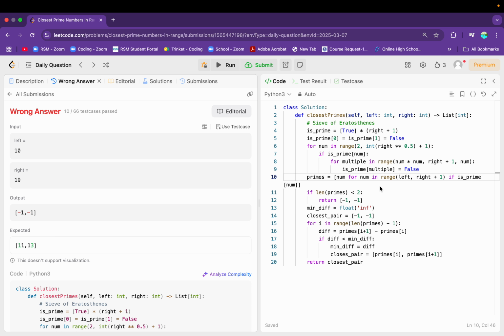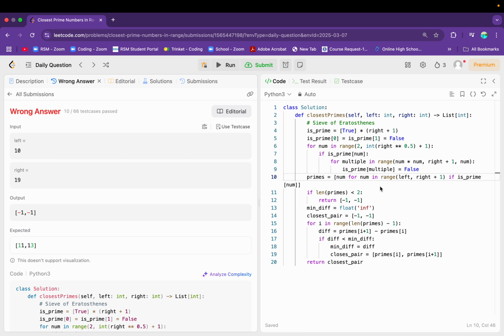If diff is less than minimum diff, we'll get minimum diff to be the diff, and closest pairs to be primes at I and I plus 1. Okay, so I don't exactly know why this is giving me an error, to be completely honest with you guys. This seems to be completely correct in terms of code here. So feel free to just fast forward this part again. And I will also link in the video when I actually get the error. It's probably a very simple error.